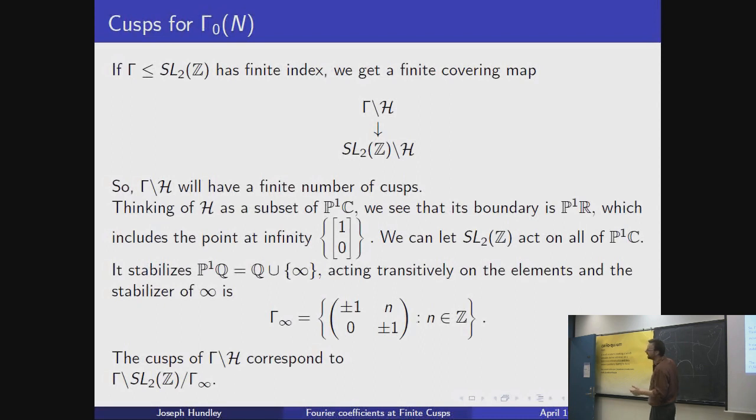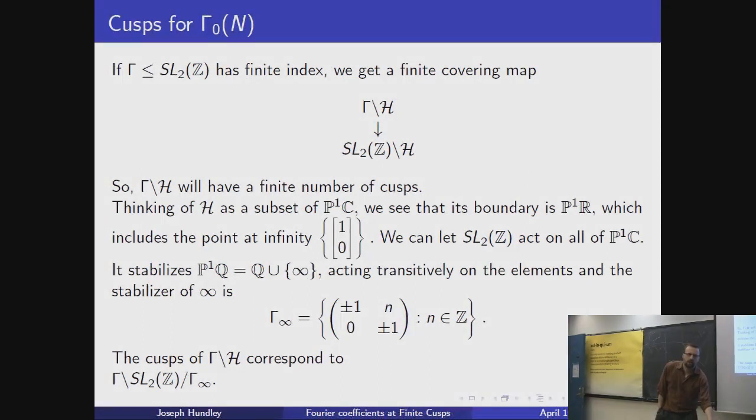I could label each of them with a rational number, or perhaps more naturally, this corresponds to some group gamma, which is contained in SL2Z. And if we have more than one cusp over here, what it means is that gamma does not permute P1Q transitively. And what these cusps correspond to is gamma orbits of P1Q, or perhaps double cosets, gamma \ SL2Z / gamma infinity.